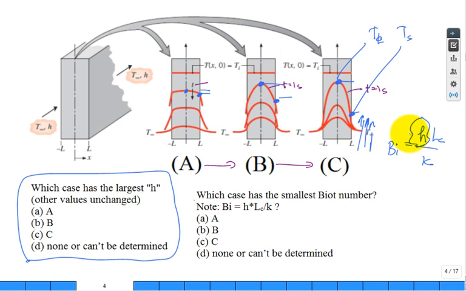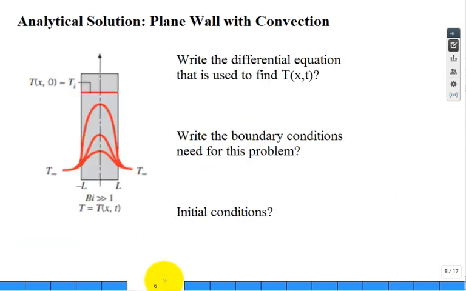Typically when you have very large h, or what about k? I could do the same game. If I had copper, copper is a good conductor. Maybe I make it a stainless steel. It's a lot lower thermal conductivity. So this goes down, the Biot number goes up, and not justified to use lumped capacitance. Okay, so there's more of those.